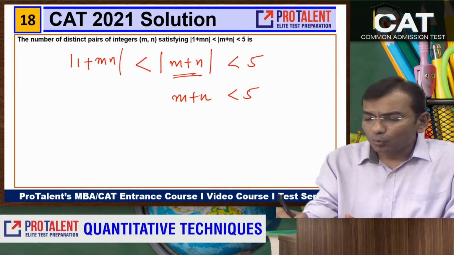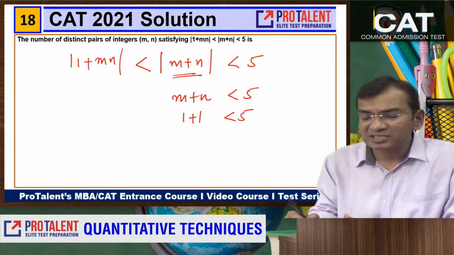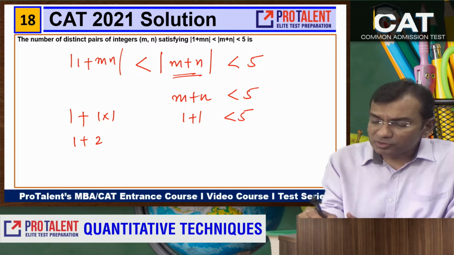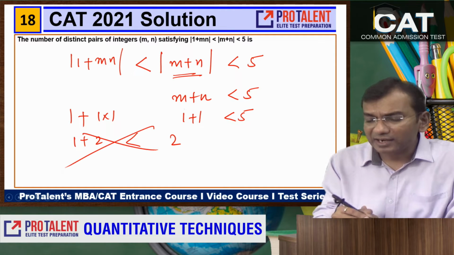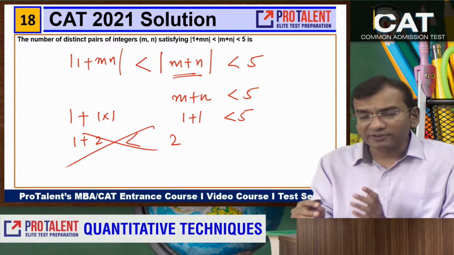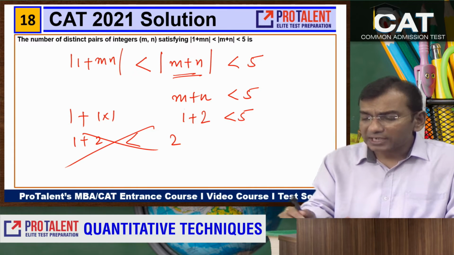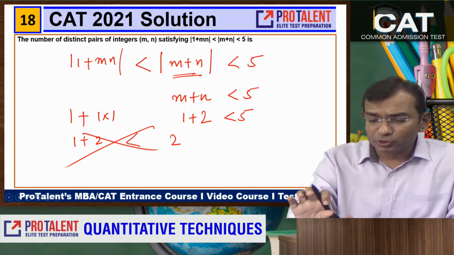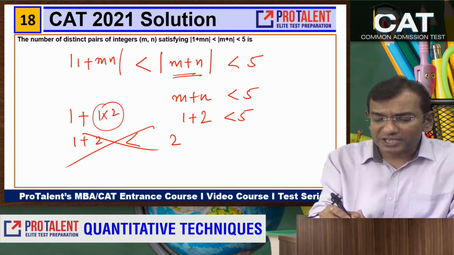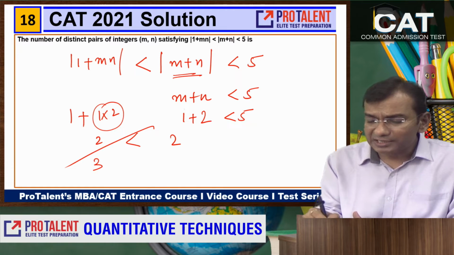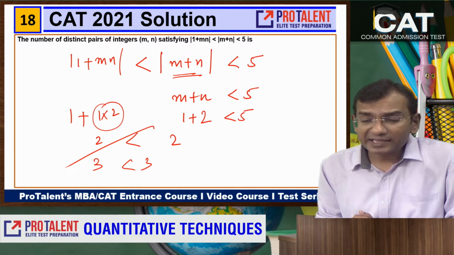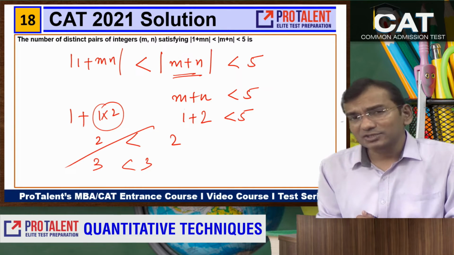Let's say I am putting 1 plus 1, so that is definitely less than 5, and then 1 plus 1 into 1, so that is 1 plus 1, that is 2, less than 2, which is not possible. If I take 1 and 2 instead of 1 and 1, that is definitely less than 5. But 1 plus 1 into 2 makes it 3, and 3 less than 3 is not possible. So this is not happening for me. So if I take all of them positive, it is not working.